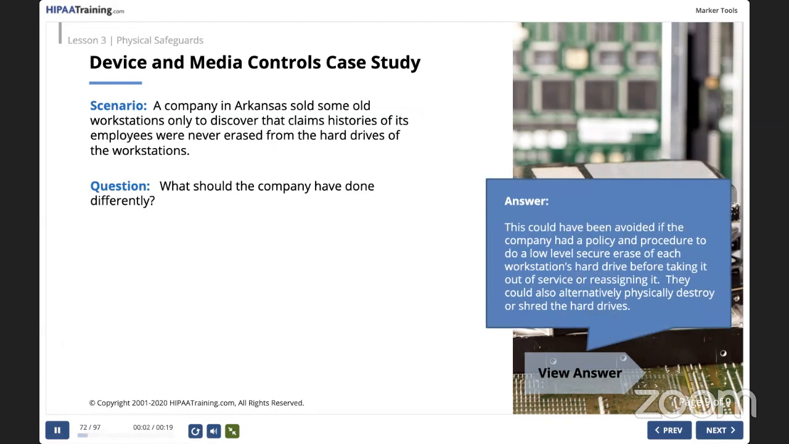Answer. This could have been avoided if the company had a policy and procedure to do a low-level secure erase of each workstation's hard drive before taking it out of service or reassigning it. They could also alternatively physically destroy or shred the hard drives.